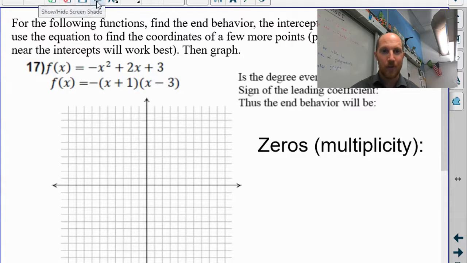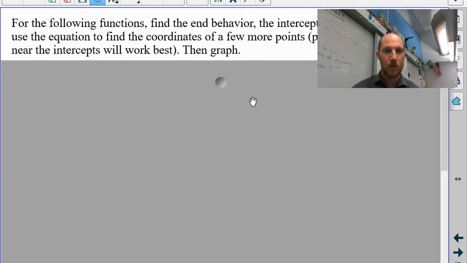So let's take a look at a couple of examples. For the following functions, we're going to find the end behavior first. Then we'll identify the intercepts, also called zeros, and the multiplicity at the intercepts. And then we can use the equation to find some more coordinates, to plot a few more points in the table of values, and then we'll make our graph.